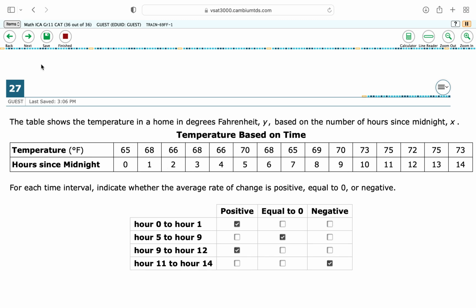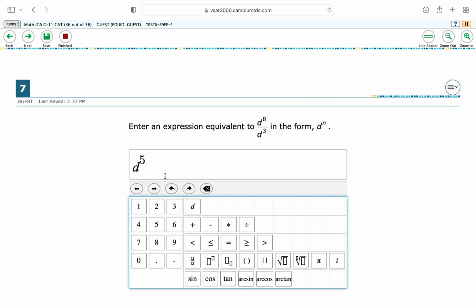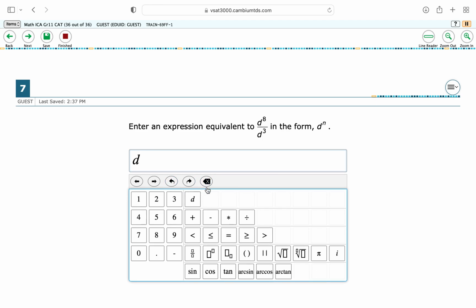Okay, the next problem is just a quick how-to problem: how to put in exponents. They give you a little tool to put in equations and expressions and things like that. On this one, we have d to the 8th divided by d to the 3rd, and we want to put our answer in the form of d to the n. So we're going to do d. Notice right here they put your variable, and sometimes you'll see different variables on another problem later.